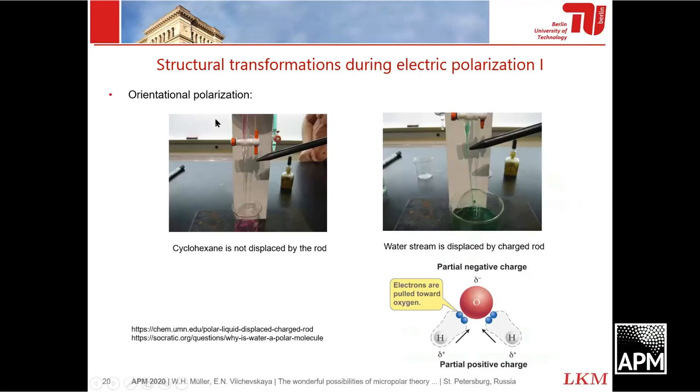What is electric polarization? I show you an example of what is known in the trade as orientational polarization. So here's an experiment. Here we have a chemical, cyclohexane, a fluid pouring out here. Here we have a stick, a charged, electrically charged stick. If we hold the stick next to this fluid, nothing happens. We do the same here with water, which has been colored for making it visible. And we have this charged stick. This is going to depart from a horizontal pathway.